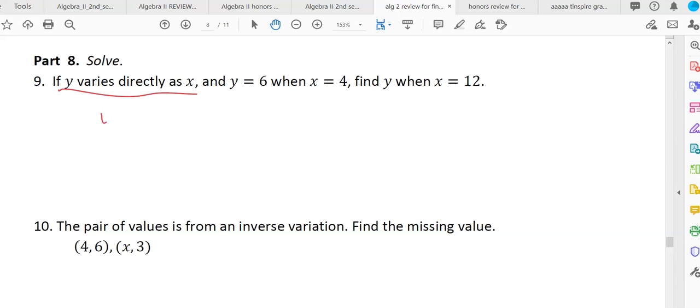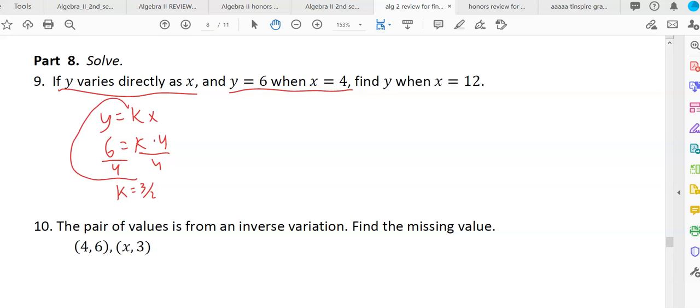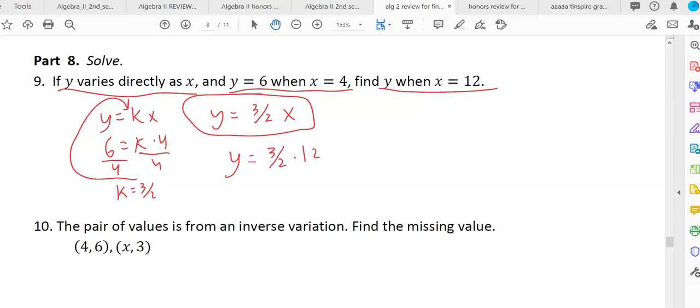Y varies directly as x, so y equals kx is our equation. Let's plug in these. So y equals 6, x equals 4, divided by 4. So k equals 3/2. So my equation, we're going to plug that back in. So we get y equals 3/2 times x. That's my function. And then find y when x equals 12. So that'd be y equals 3/2 times 12, which is 6 times 3, which is 18.